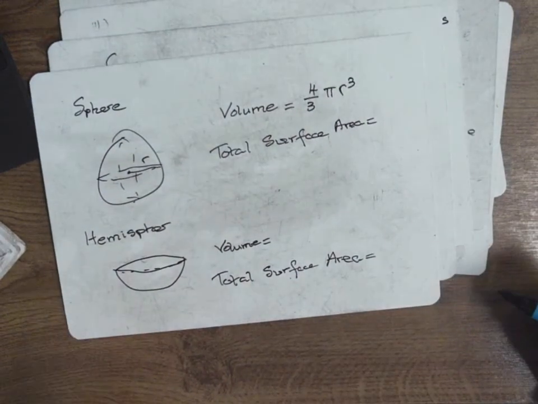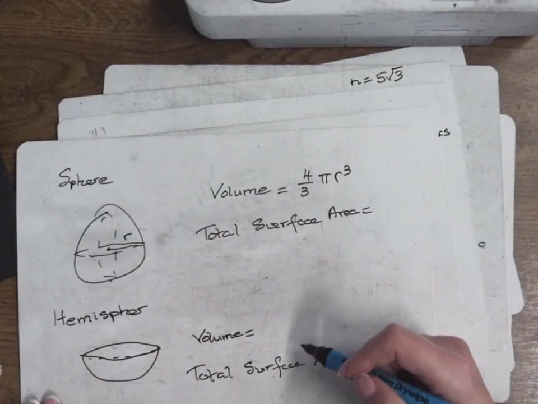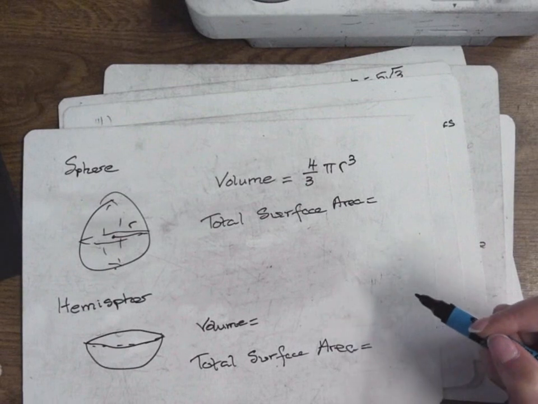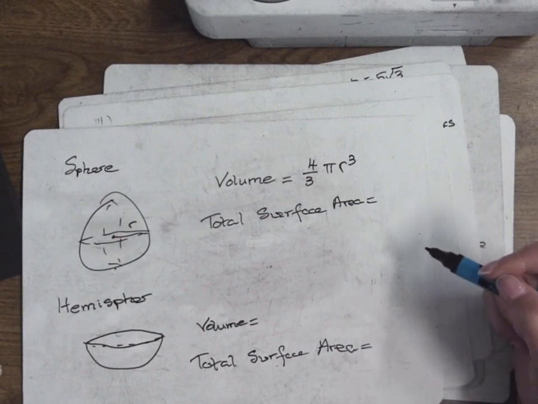Sorry, move it down. Sorry, I need to do that. Was the code a third? Yeah, 1/3 pi r squared h.